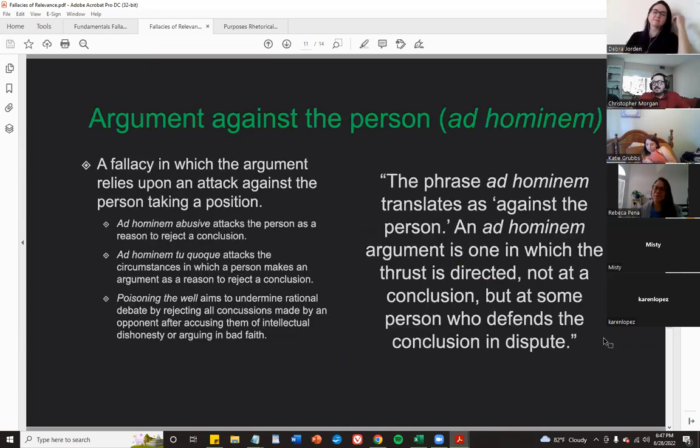Argument against the person, the ad hominem. This one's got a lot of different forms, and again, politics are rife with the ad hominem argument. The ad hominem argument is to politics as the bandwagon fallacy is to advertising. You can't swing a dead cat in politics without hitting an ad hominem argument.